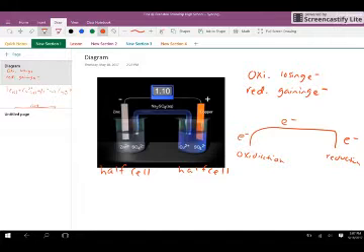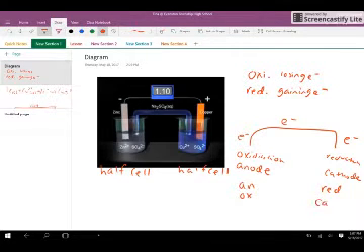Cool, so the place of oxidation is called the anode, and the place of reduction is called the cathode. And so together that makes An Ox, Red Cat. It's kind of like Leo says Ger, but for the cell.